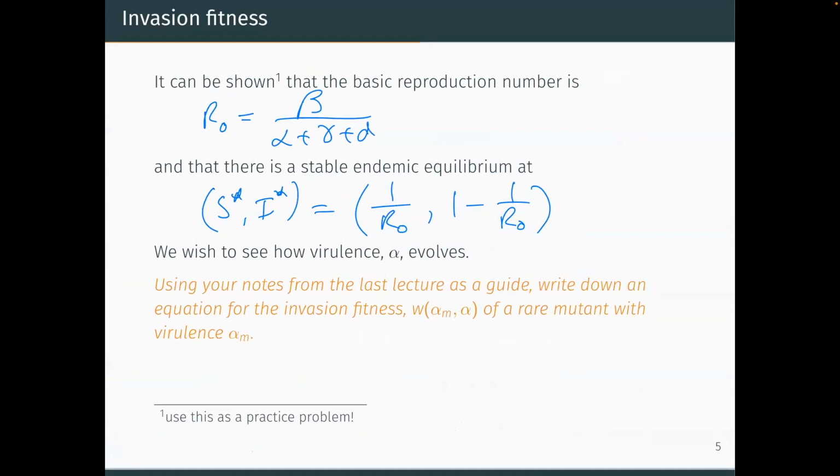So what I want you to do, as a bit of practice, is, if you need to, use your notes from the last lecture as a guide, and write down an equation for the invasion fitness, which we call W. Before, it was a function of gamma m and gamma, because we were looking at the recovery rate, because we were looking at drug resistance. Now we're going to be writing this as a function of alpha, so alpha m and alpha, where alpha m is a rare mutant with virulence alpha m, and alpha is the virulence of our resident pathogen. Okay, have a go at writing down that invasion fitness. And if you're not sure what to do, put up your hand and I'll help you.